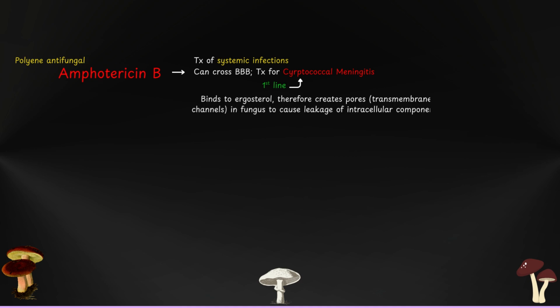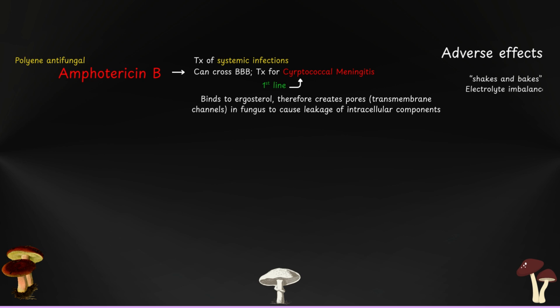How does it work? Well, what it does is it binds to ergosterol. Ergosterol is part of the cell membrane in your fungi, and therefore it creates pores. By creating pores, it allows leakage of the intracellular components, thus destroying the fungus.